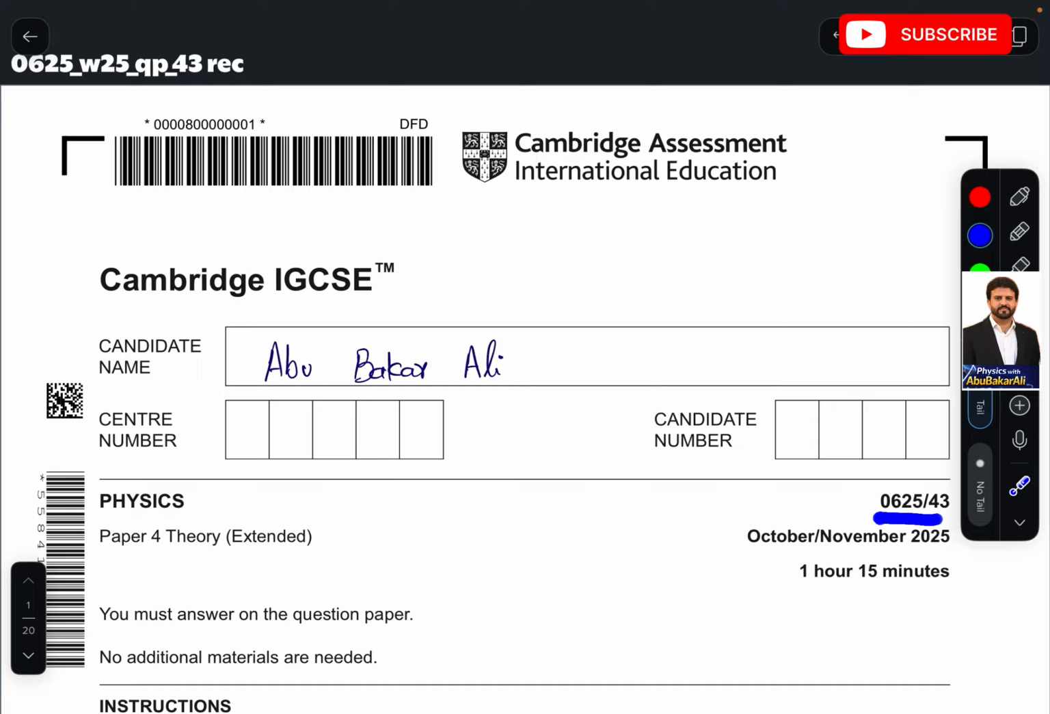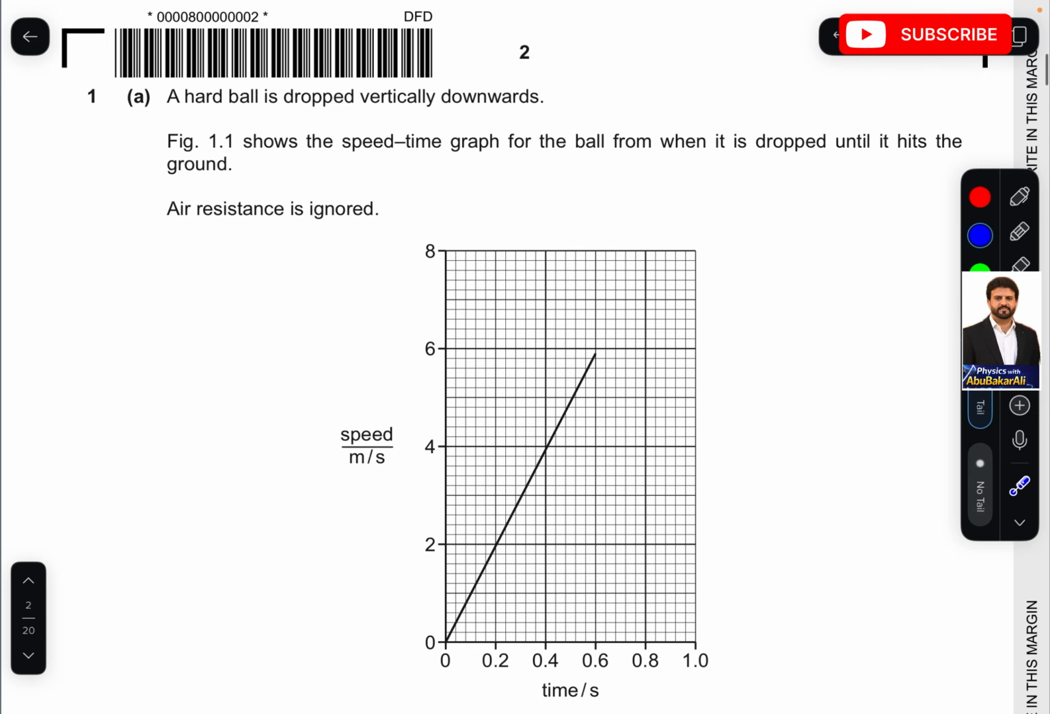It's 0625 variant 43 of October-November 2025. Let's begin with the first question.